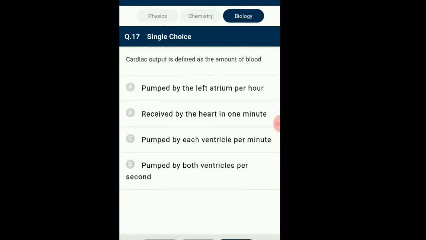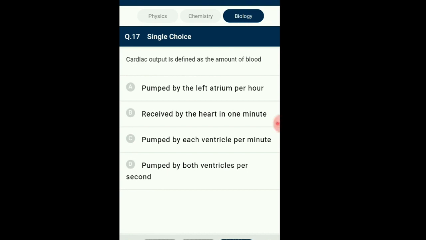Question number 17. Cardiac output is defined as the amount of blood the ventricle pumps outside into the circulation. Each ventricle pumps out around 70 ml of blood in each cardiac cycle. This is called stroke volume. Heart rate is the number of times the heart beats per minute, or in other words, the number of times a cardiac cycle occurs in a minute.